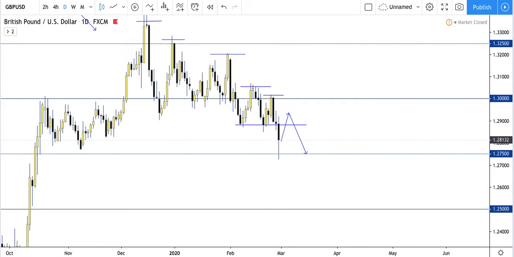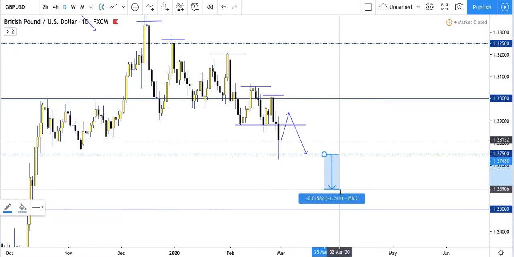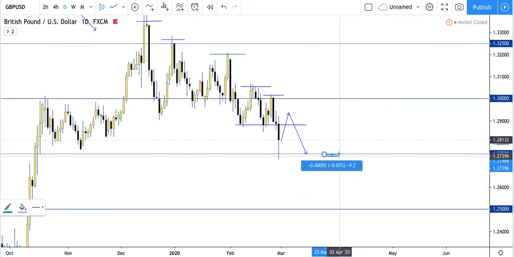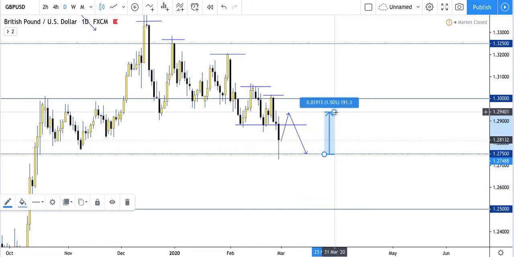In both scenarios, we would be making a considerable amount of pips, which in scenario number one we'd make around 250. Scenario number two, we'd make around 180 pips.